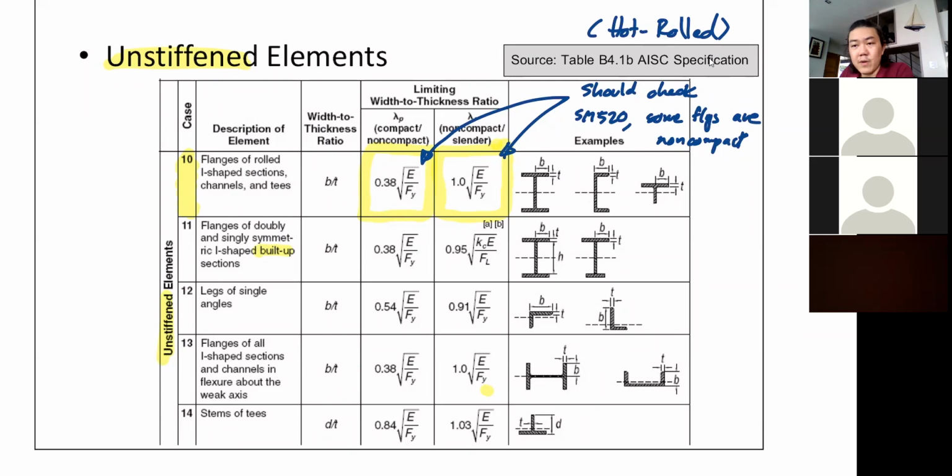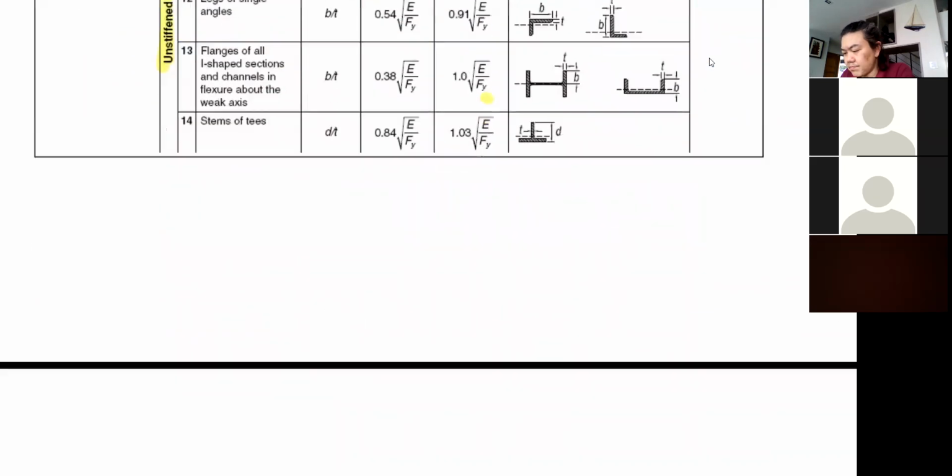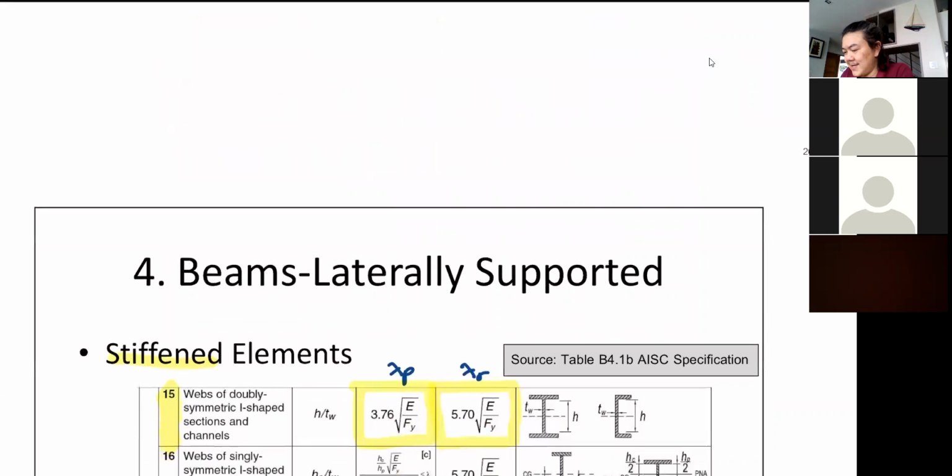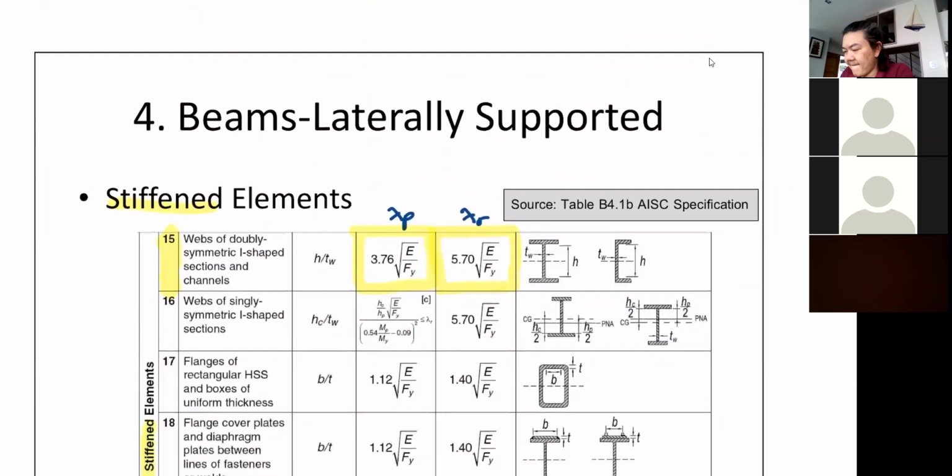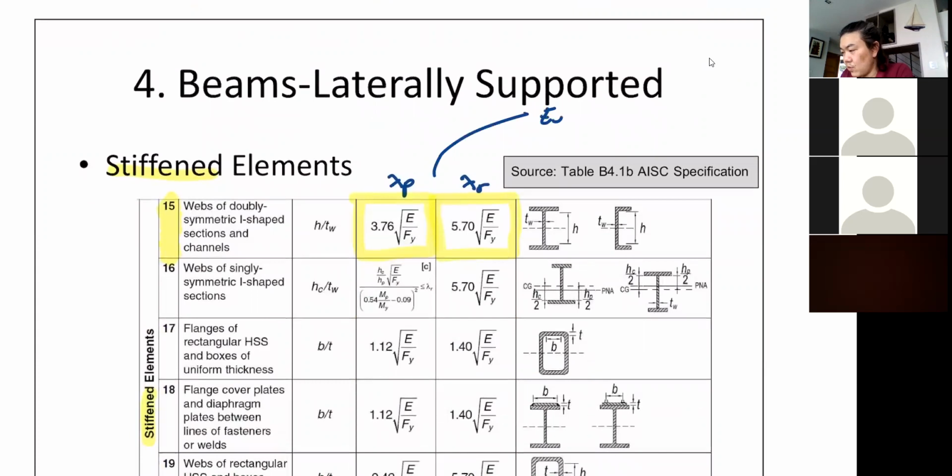But for the web, you can be sure that every hot roll section has a compact web. But again, for the sake of academic purposes, you should always do your calculation or state that you know, okay?